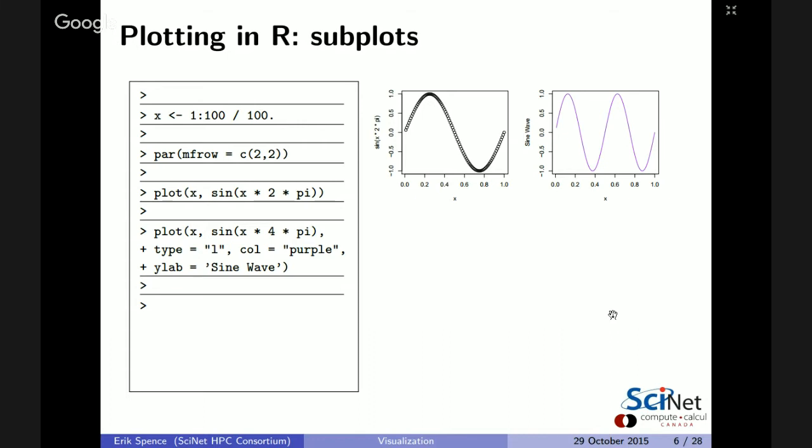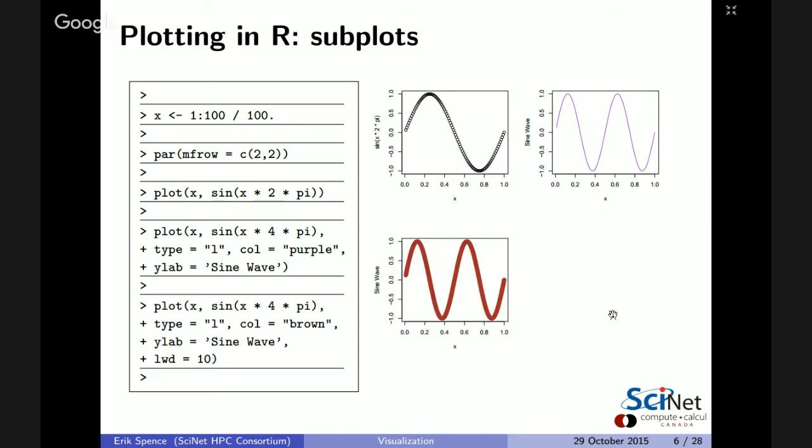The color is now purple. You may not be able to see that very well. And I gave it a title. Remember how I said we can put the labels in the arguments of the plot function. There it is, ylab, which stands for Y label, sine wave. And we get that. Instead of sine of 2 pi x, we get sine wave on the Y axis.